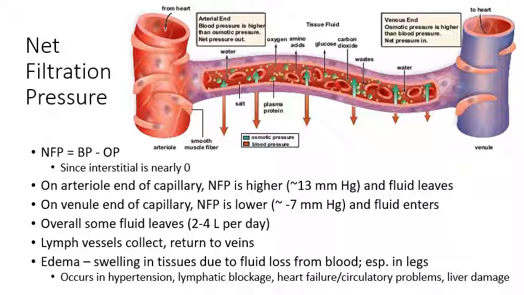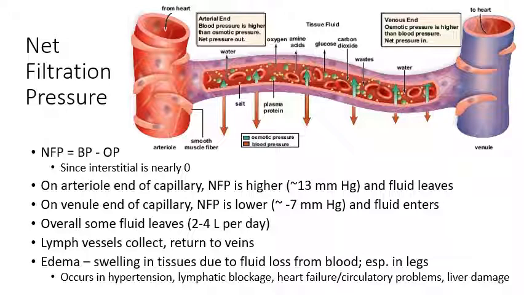And then the interstitial hydrostatic pressure, we're just leaving that out of the equation because for most tissues, it's very, very small. It should be basically zero. It's going to be a little bit more than zero, technically speaking, but it's so small compared to the other pressures that we can really just ignore it in most cases. If you have a lot of swelling, that situation might change. But in general, it's about zero.